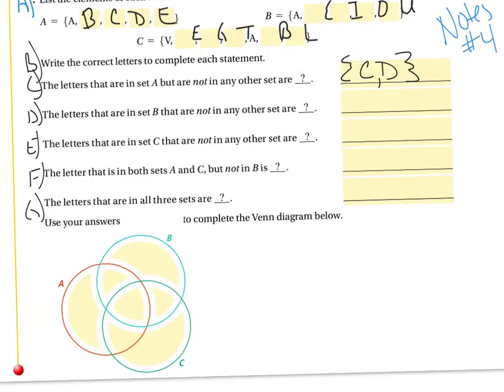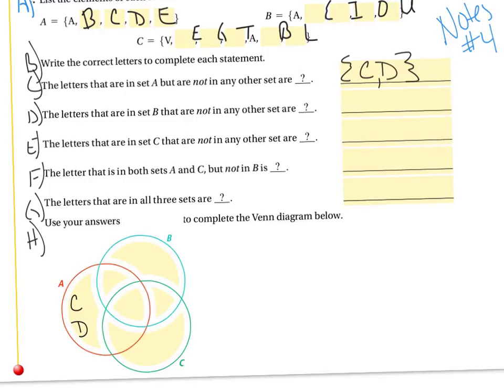Now, if you look at the very bottom of the Venn diagram, and yes, I want you to actually have an H and draw a Venn diagram. Where do you put the letters that are in A but nowhere else? Well, that's in this section right here. Those are the letters that are just in A. So I'm going to go ahead and write C and D in that location.